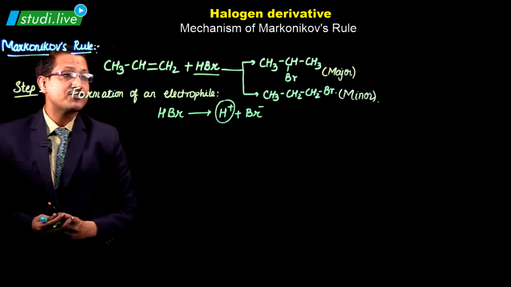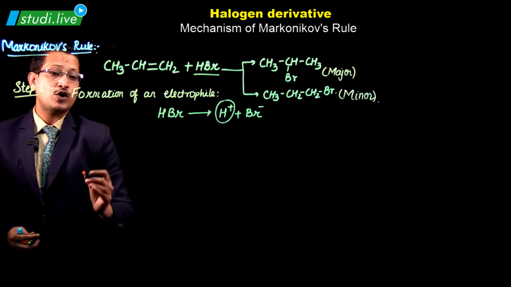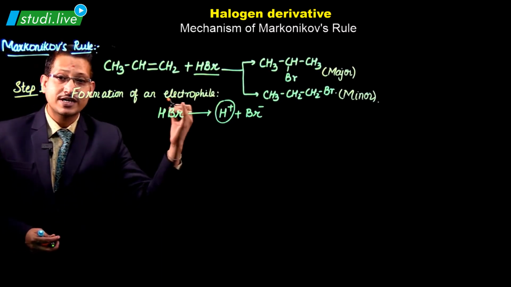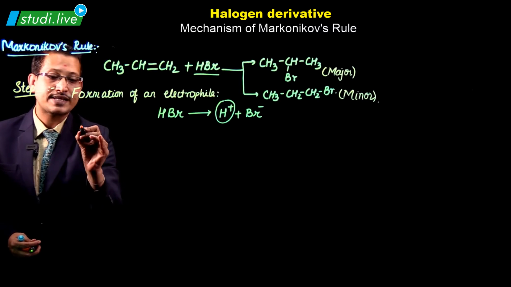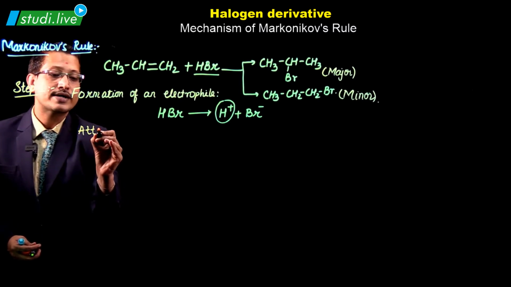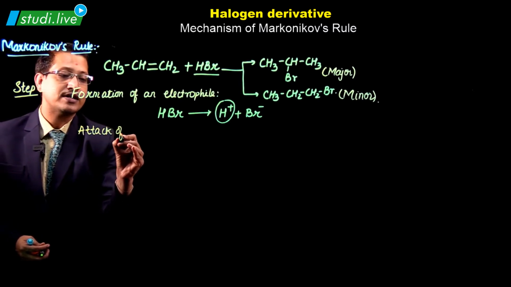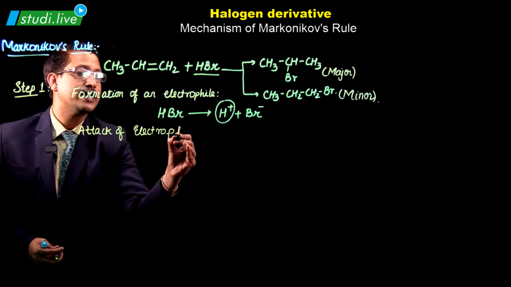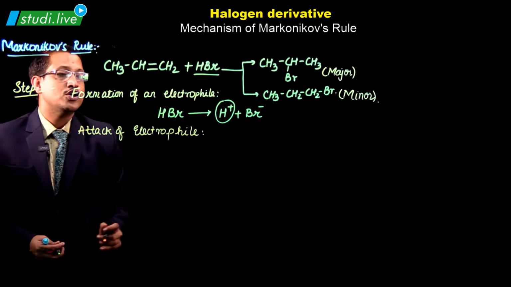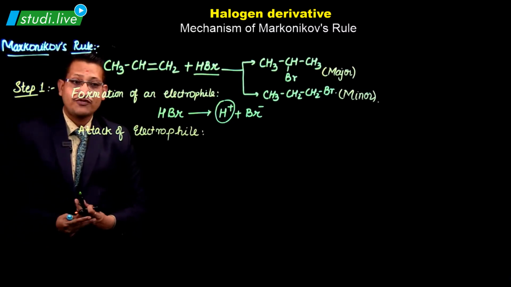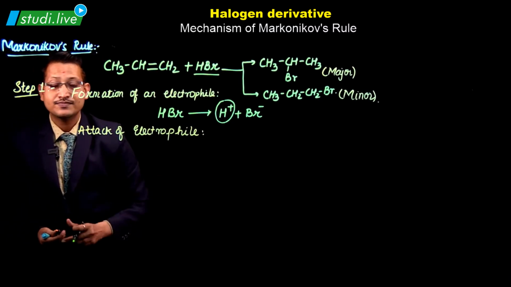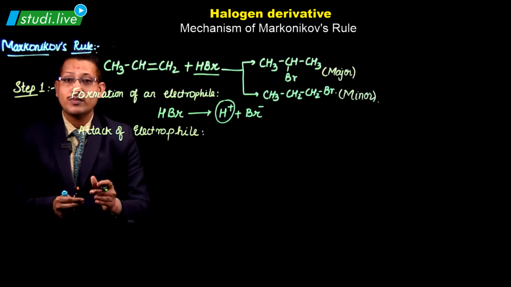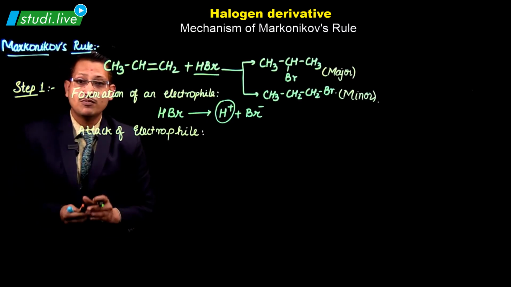Now the next step, after the electrophile has formed: this electrophile has to attack the carbon-carbon double bond. So the second step is the attack of the electrophile. The electrophile has to form a bond, and it will form that bond at the carbon-carbon double bond position.